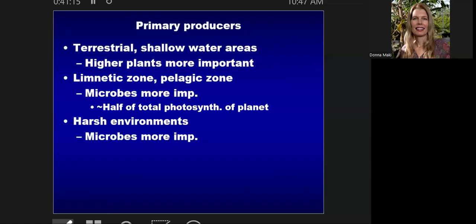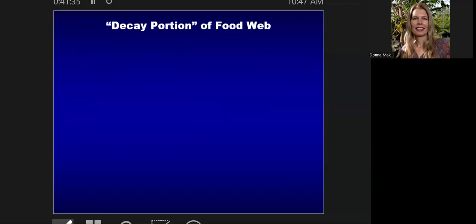Harsh environments, microbes dominate for sure. So desert environments, you have plants there, yes, but you also have a lot of microbes there. There's a whole group of scientists that study the crust of desert soil and how complex it is and how many microbes are there acting in communities to survive in such a harsh environment.